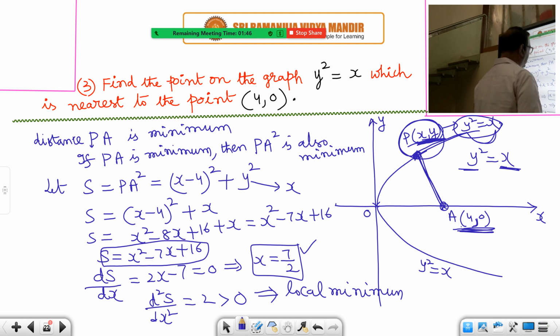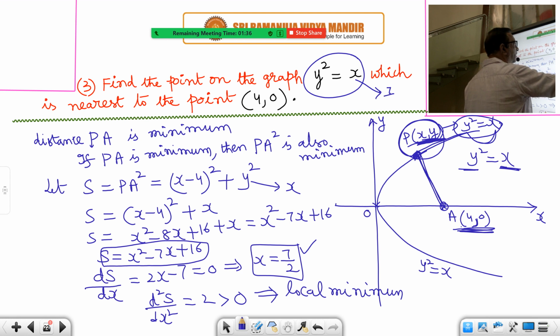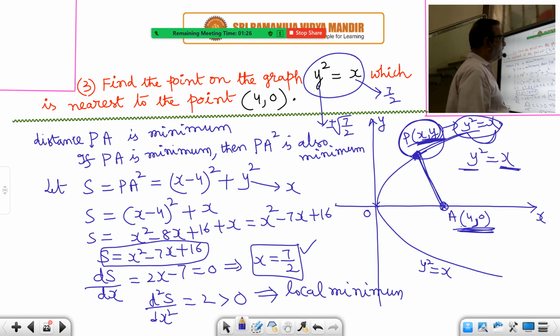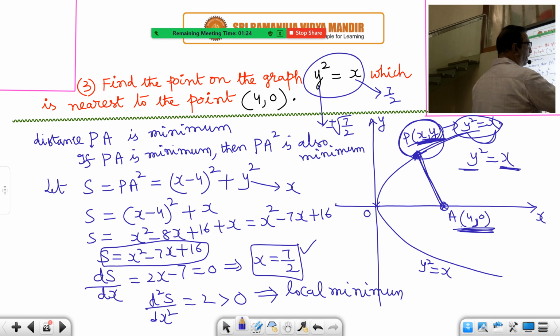So we can find the y. x is in the equation of the graph above. x is what? 7 by 2. Then y will get two values, is it not? Plus or minus root 7 by 2. y square is equal to 7 by 2, so there will be 2 points on the graph. One here in the first quadrant, one here in the fourth quadrant.